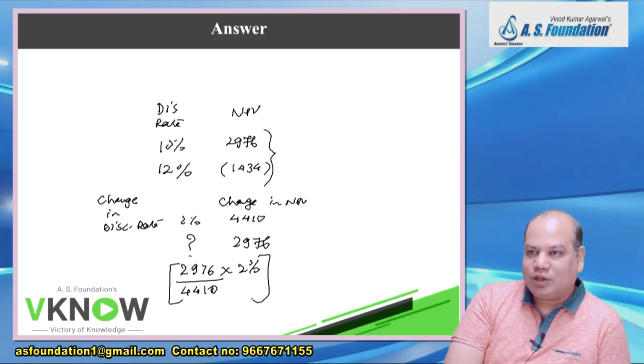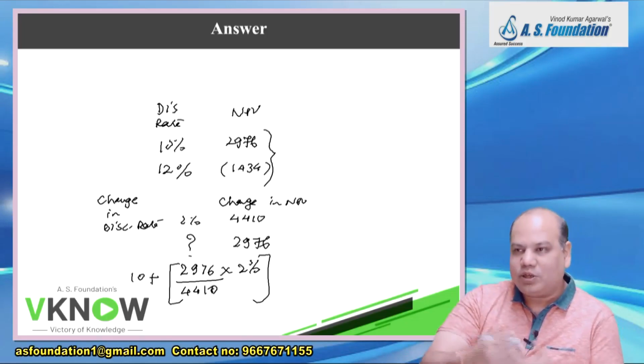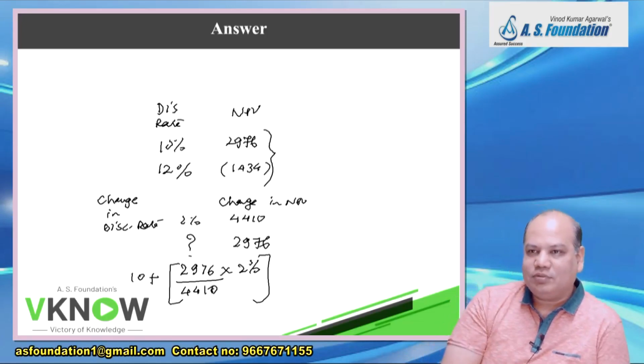Yes or no? NPV at lower discount rate means 2976 upon difference in the NPV at higher and lower discount rate, which is 4410, into difference between the higher rate and lower rate, which is 2%. That is the change required. And what is my current position? 10. So from 10, how much change is required?